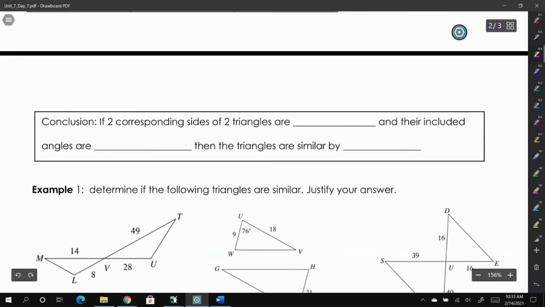So here, if two corresponding sides of two triangles are proportional and their included angle is congruent, then the triangles are similar by side-angle-side similarity. Remember, when we talk about an included angle, that means it has to touch both sides that we're talking about. And we'll see some examples of that.